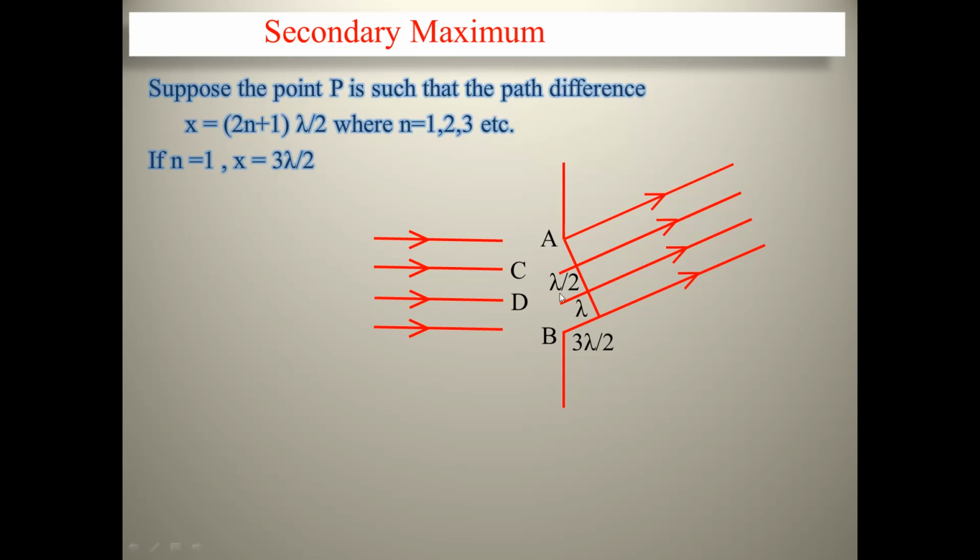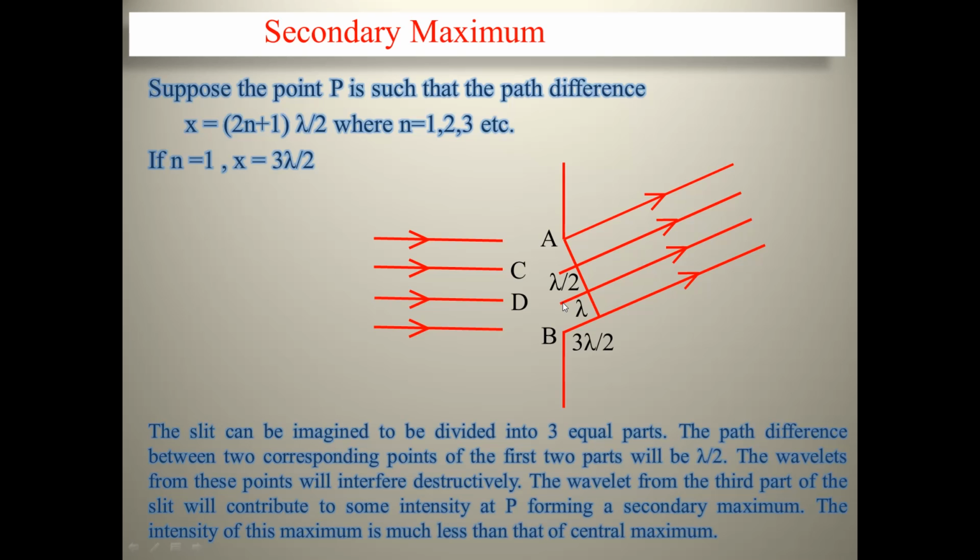The path difference between A and B is 3 lambda by 2. So the path difference between A and C is lambda by 2, the path difference between C and D will be lambda by 2, and that between D and B will be lambda by 2. So the waves from the first 1/3 region AC are out of phase with the waves from the second 1/3 region, that is CD. So the waves from the first 2 regions cancel each other.